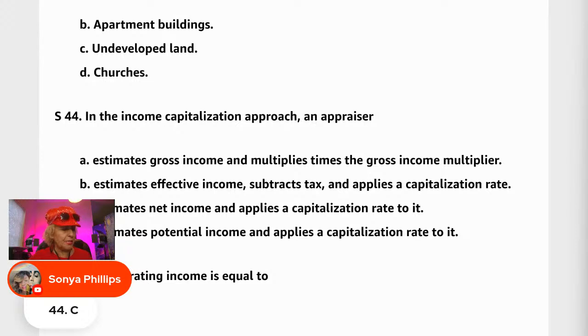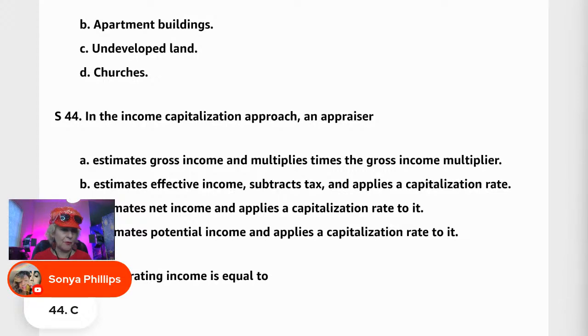Let's see what the answer says. It says the steps are: estimate potential gross income, so all the rent that is coming in, then estimate effective gross income, which is potential income minus vacancy and credit losses. So if you have 20 apartments, how many are occupied, and you estimate the potential. How much could you get on 20 units, for the year or for the month?